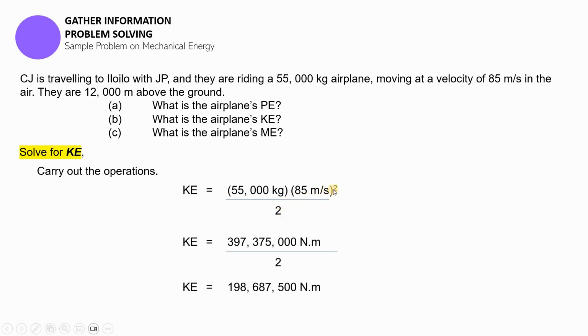So, first is you're gonna be squaring this, multiplying it by that, and then divide it by 2, and you're gonna get 198,687,500 Newton meter. So as you can see, magkapareho lang sila ng unit ng potential energy. Okay? Alright. Now, the definition of mechanical energy is it is the sum of the potential and kinetic energy. Is that right? Let us see in the next part of this problem-solving activity.